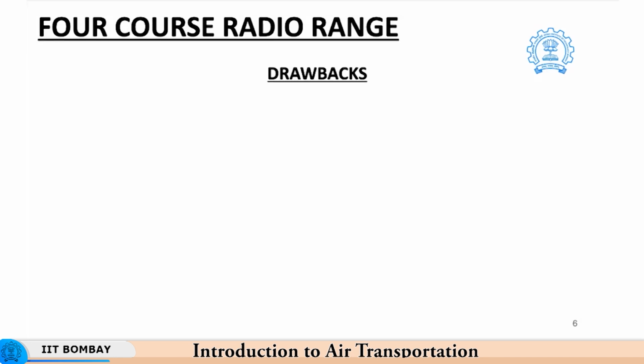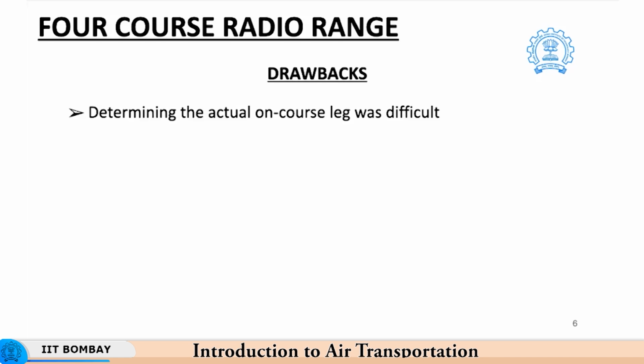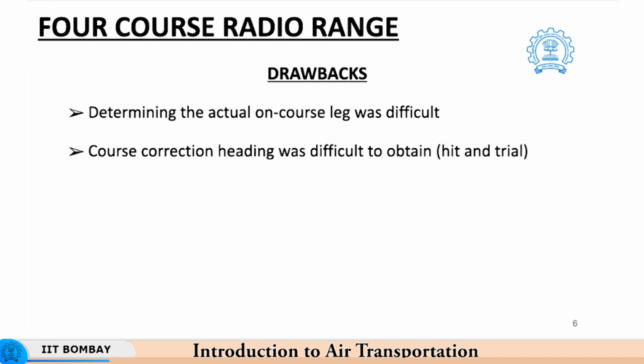There are certain drawbacks associated with this type of navigation aid, most notably that the pilot would not be able to actually determine the on course leg, and a course correction heading was difficult to obtain. Thus, whenever a pilot understood that he was in a particular sector, that is A or N, he would have to carry out a series of hit and trial processes to intersect with the on course leg, and hence it was a very difficult task for pilots to carry out navigation using this navigation aid.